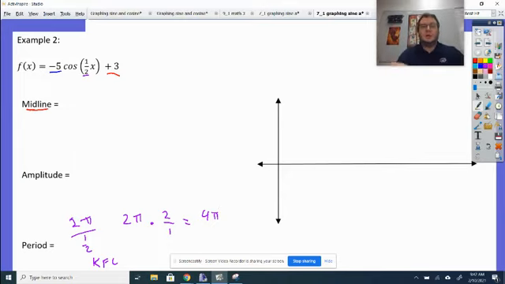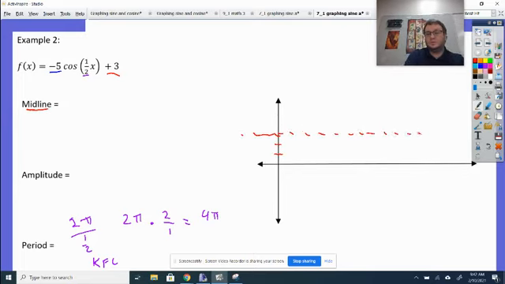Okay, so midline's at 3. So 1, 2, 3. Amplitude goes up by 5, down by 5. So 1, 2, 3, 4, 5. Oops, sorry, that should be blue. Apologize for that. 1, 2, 3, 4, 5.